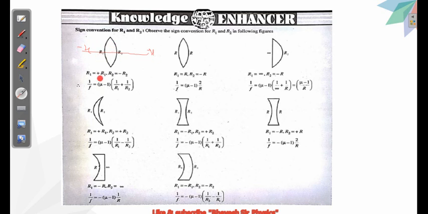Okay, are you understanding? This r1 surface, where is it open? It is open towards the plus x. It is open up towards the plus x, so we'll take it as a plus r, and this is open up towards the negative x, so I take it as a negative r.